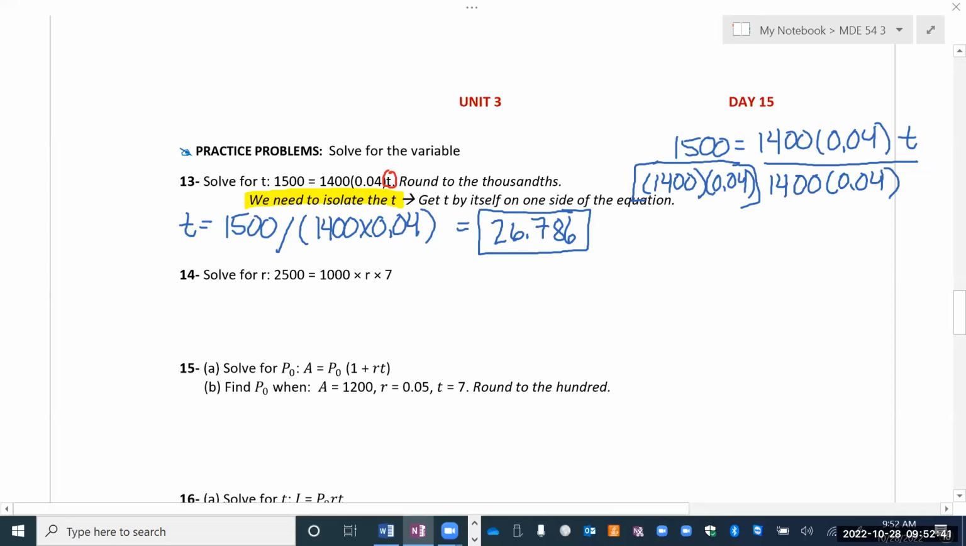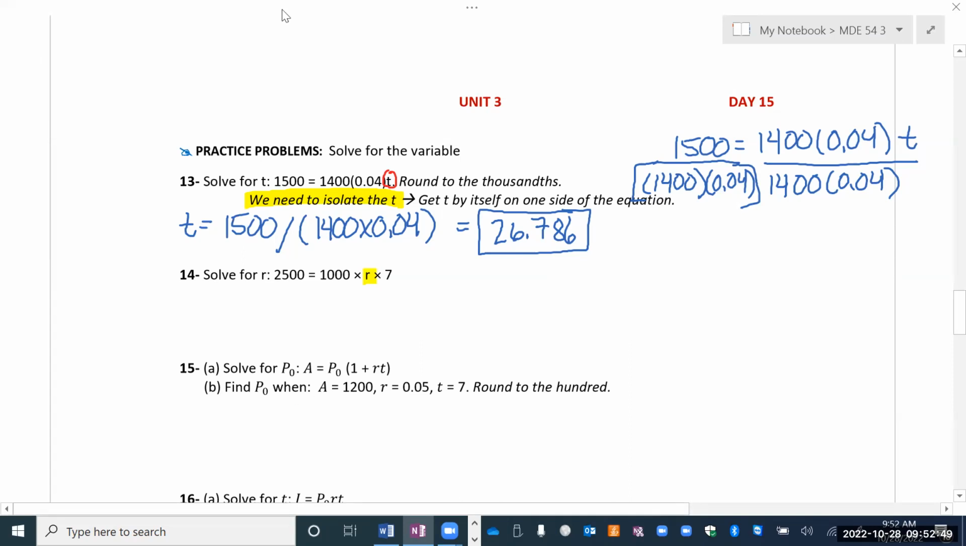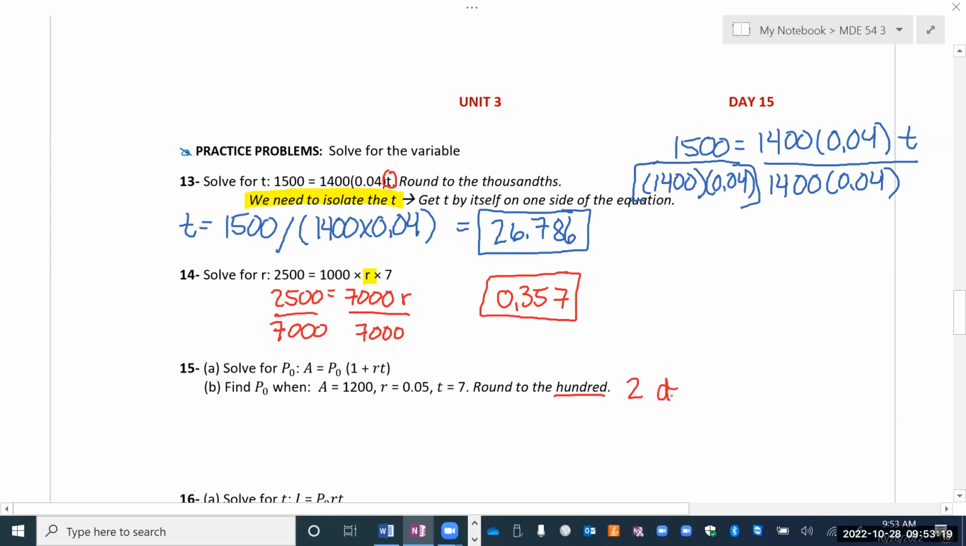So then this one for 14, you're now solving for R. Same idea, divide out what we don't need. So R is being multiplied by 7,000. So I'm going to just fix this because that's an easy multiplication, right? Then I don't have to worry about it. And then I'm going to divide. And that's really easy to type into my calculator. 2,500 divided by 7,000, and I'll get 0.357. And then something else to note, if it's round to 100, that's 2 decimals.